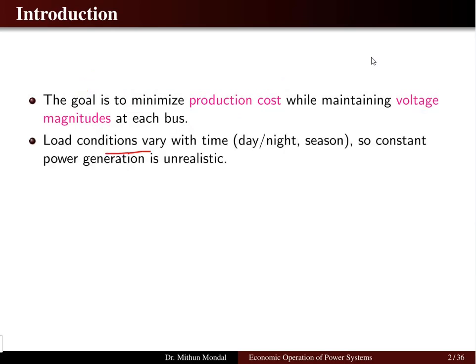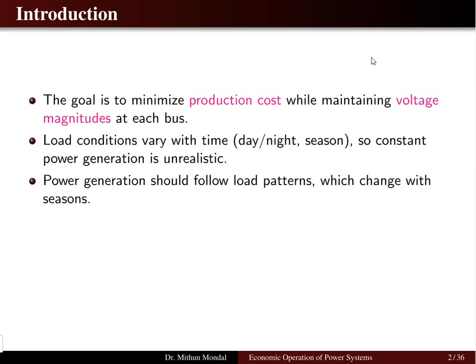Load conditions vary with time, whether we are talking about day and night or different seasons, whether it is winter, summer, and so on. So constant power generation is unrealistic. We cannot get constant power generation, and power generation will follow a certain load pattern which will change with respect to the seasons or different times.